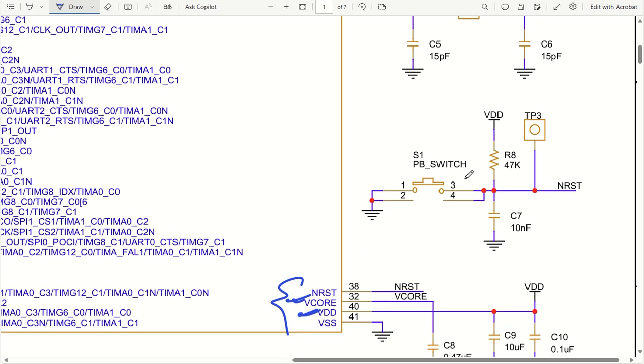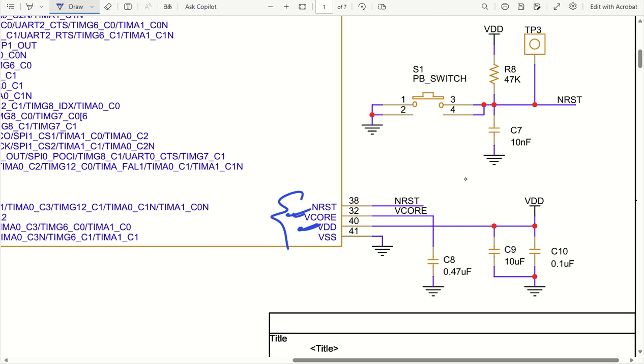Coming back to the reset functionality and power supplies. For reset functionality, you can see we have a reset button which can be pressed and it will pull the NRST pin to ground. But to keep this microcontroller working, this NRST pin must be pulled up. So that's the reason it is pulled up.